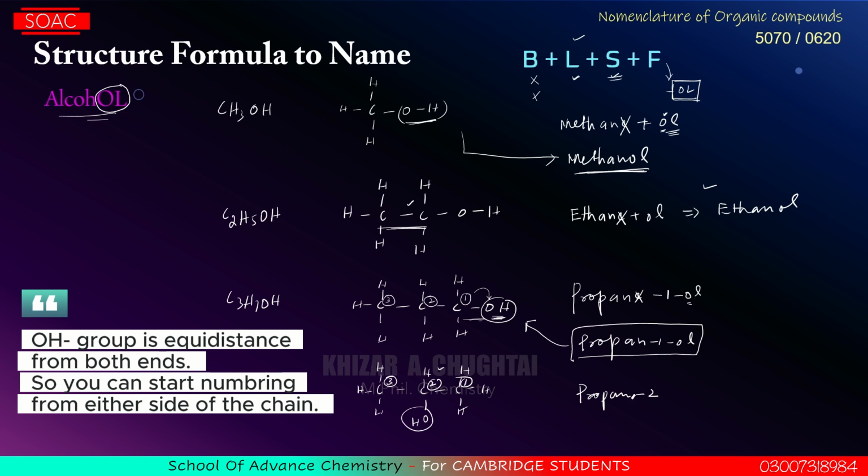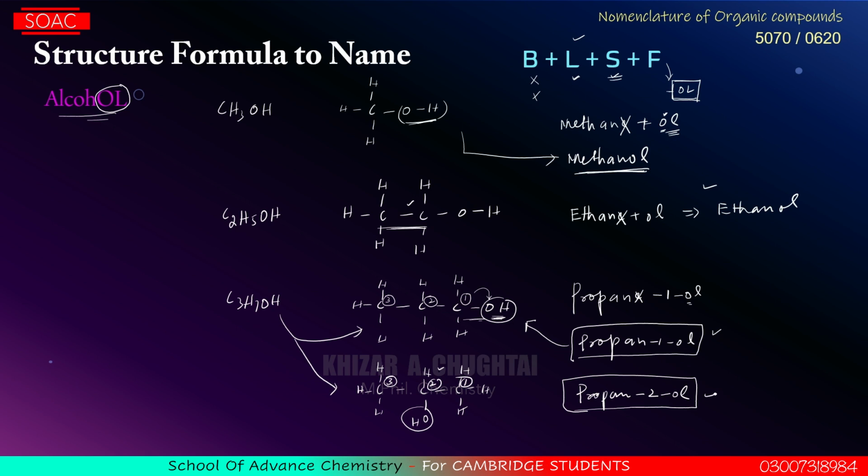Propane, don't write E over here, 2-ol. Propane 2-ol is the name of this alcohol. So in case of an alcohol that is having three carbon atoms, two different structures, two different compounds are possible. One is said to be propane 1-ol, and the second one is said to be propane 2-ol.